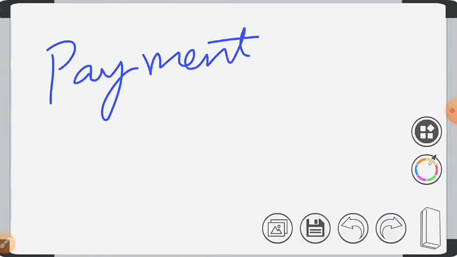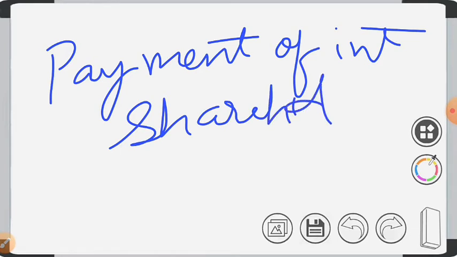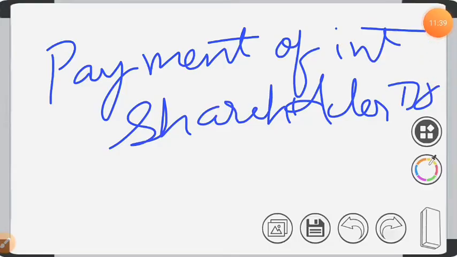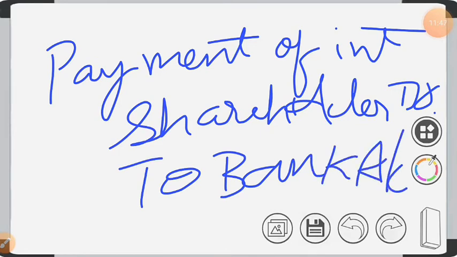Whereas for the payment of interest, the journal entry would be: shareholder account is the receiver, so debited, to bank account, we are the giver, so it is credited. So these are the entries in the case of interest on calls in arrears and calls in advance.